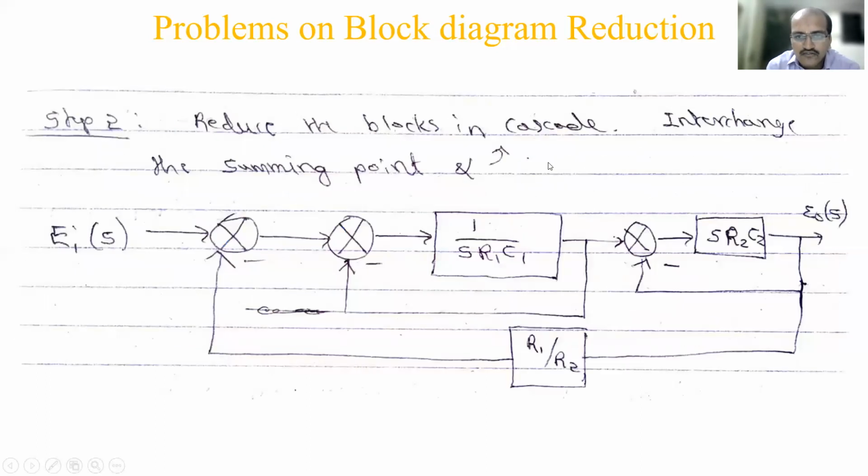So here blocks are in cascade, 1 by R1 into 1 by SC1 becomes 1 by S R1 C1, and here S R2 C2, and this is R1 by R2. These are the blocks in cascade we have simplified, and then interchanged the summing points here. Because of this, it looks like this and R1 by R2 comes outside. So now it is very simple for you. The initial first two steps are critical. How to approach it is important. Then it will be simple.